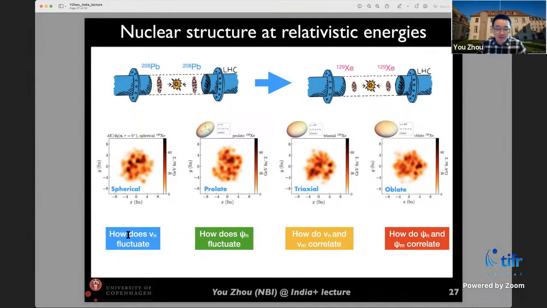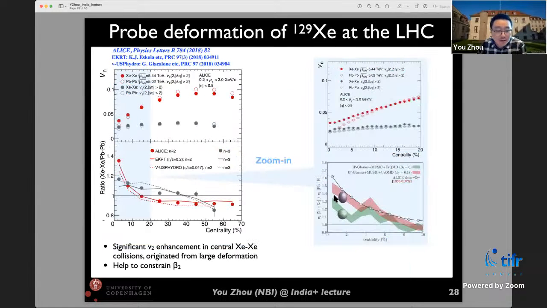And as you can imagine, we can also follow the following 4 categories to study how Vn fluctuates, how psi fluctuates, how correlations between Vn and Vm behave, and how the psi correlate. And I will just show you 2 very simple examples. I showed you before the centrality dependence of Vn, V2 and V3 in lead and xenon. Now we put them together.